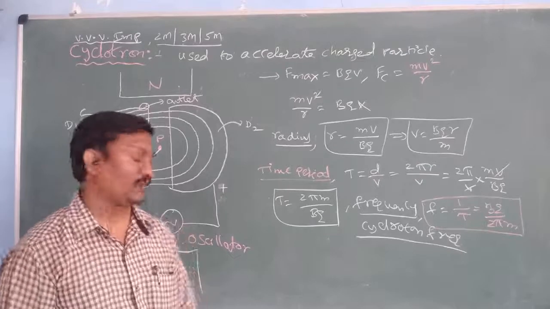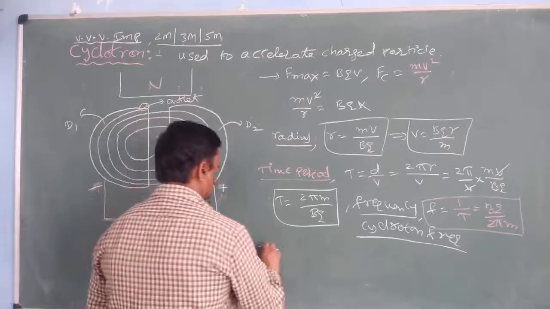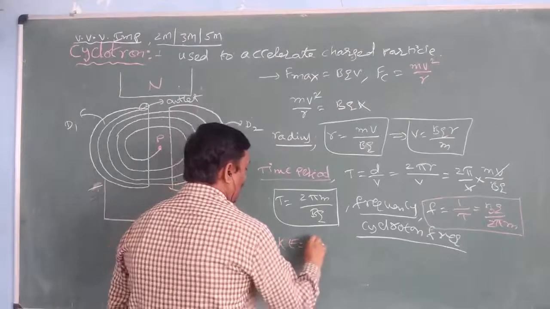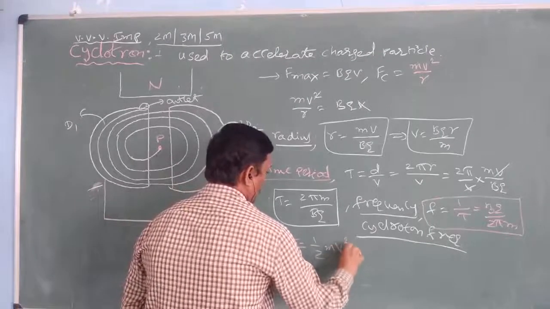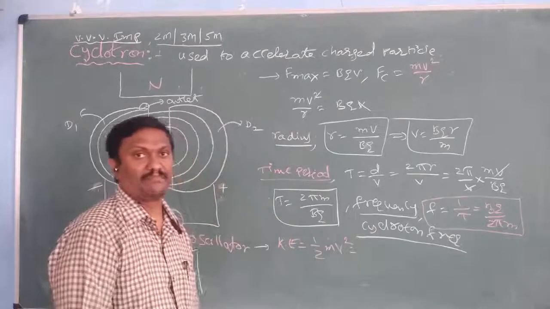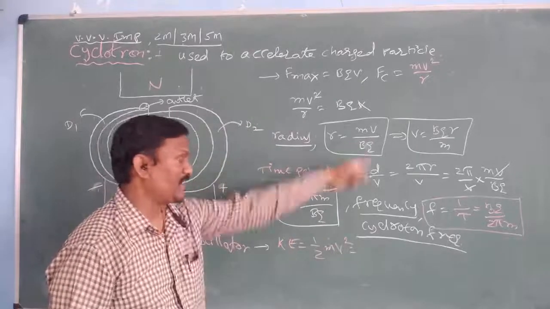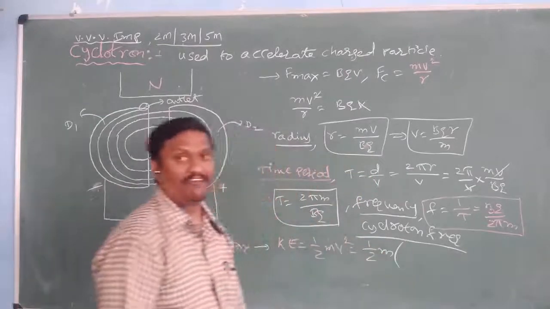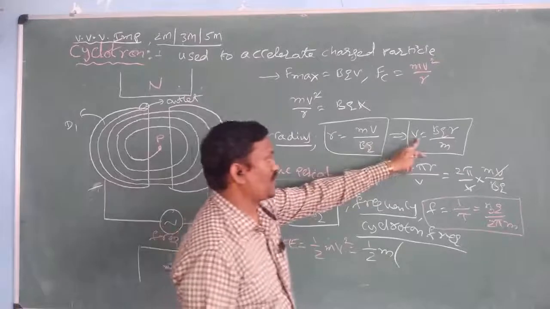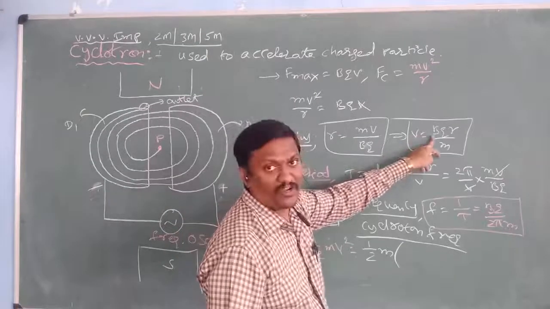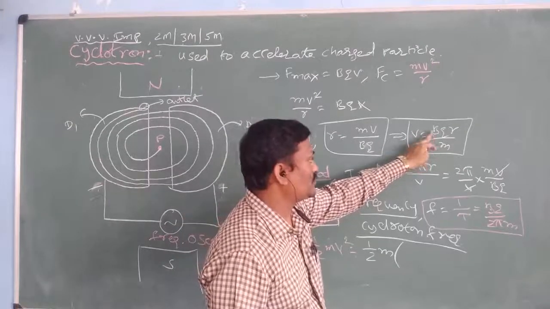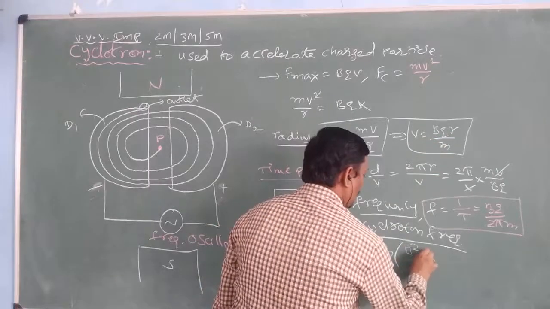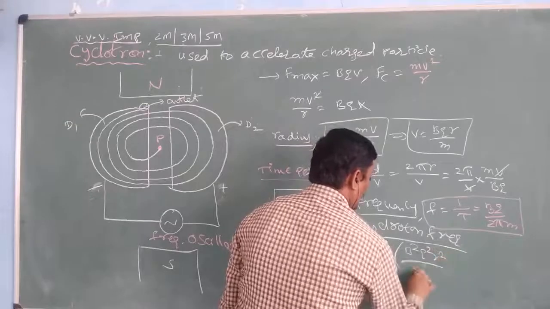Now finally you can calculate the kinetic energy of charged particles. Kinetic energy means half mv square. M means mass of the particle, v means speed of the particle. So that is equal to half m into v square, the squaring of v. So every term on the right side is also squared. Squaring gives B square, q square, r square by m square.